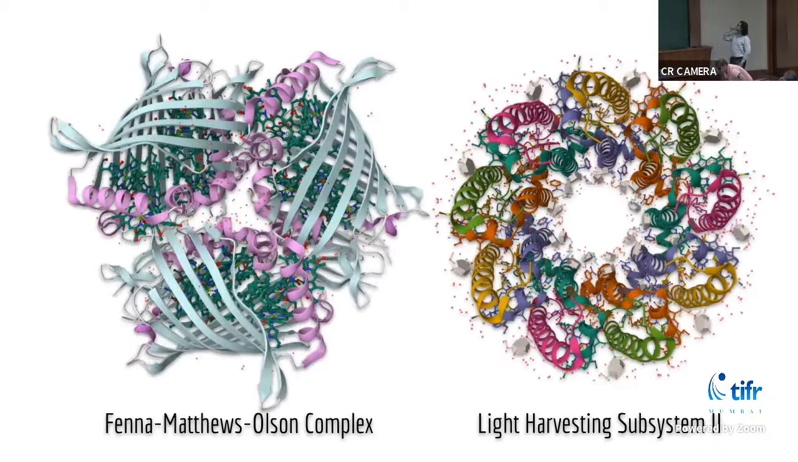One of this and one of that, what do you mean? Olson complex. How many electrons are we talking about describing?